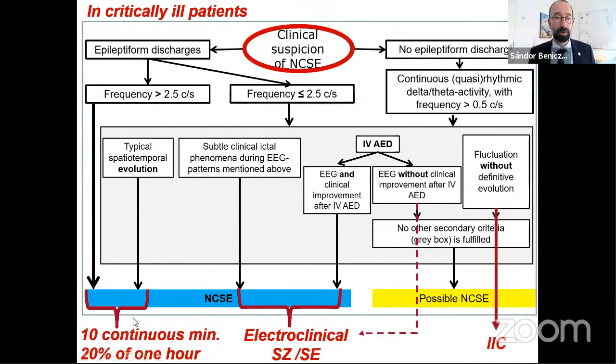So again, these two correspond to 10 minutes of continuous EEG abnormalities with frequency above 2.5 Hertz or a typical spatiotemporal evolution, either in one piece or fragmented, but it should be at least 20% of 1 hour. And then these are the electroclinical seizures. This is a possible electroclinical seizure. And then this is now in the ACNS criteria, the ictal-interictal continuum.